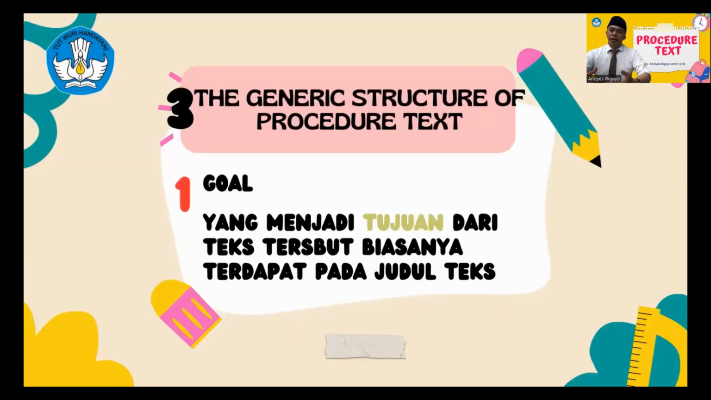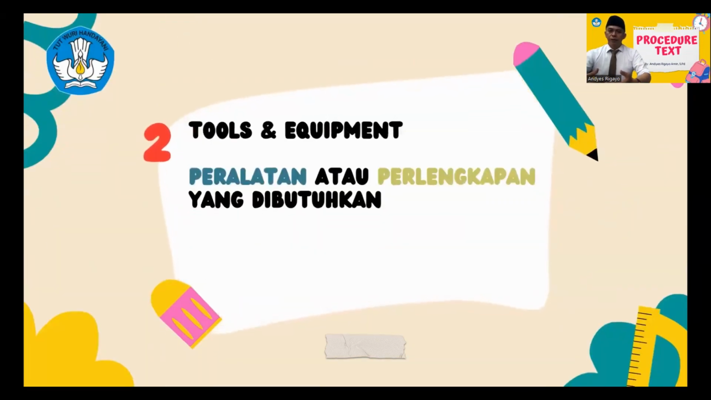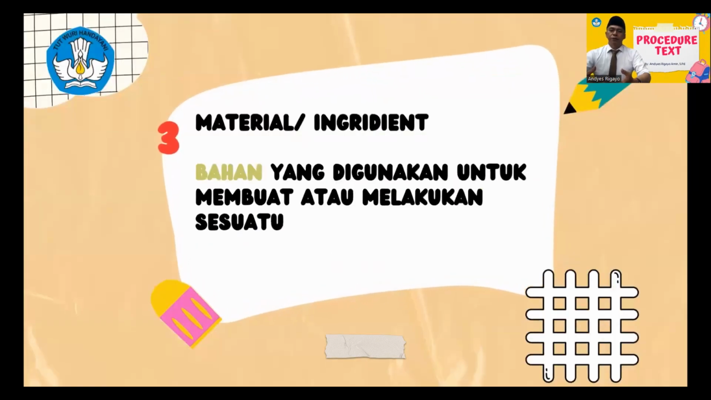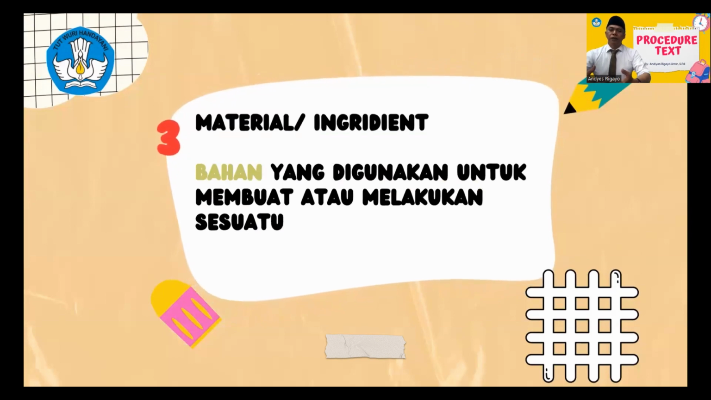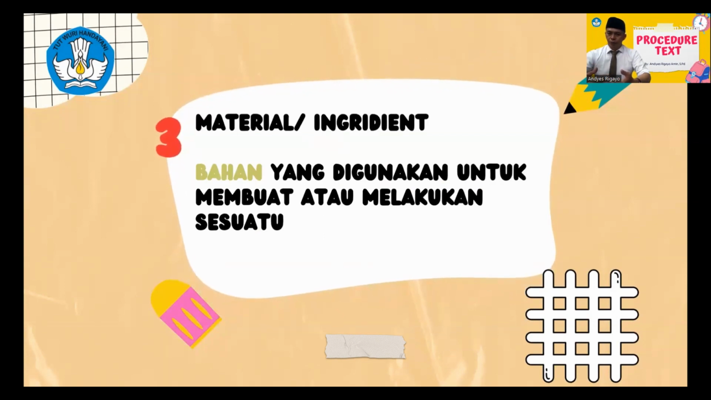The third one is the generic structure of procedure text. Ya, di bagiannya ada yang pertama the goal atau tujuan yang biasanya ada pada judul dari sebuah report text. The second one, tools or equipment atau peralatan, perlengkapan yang dibutuhkan. The third is material ingredient. Material atau ingredient adalah atau bahan yang dibutuhkan dalam kita membuat sesuatu atau melakukan sesuatu.